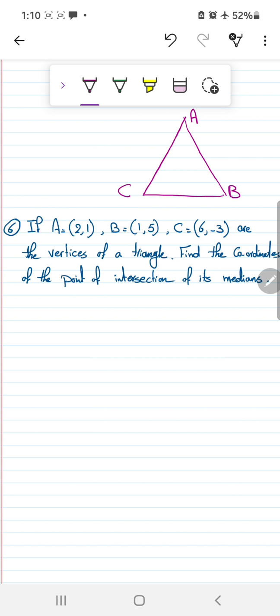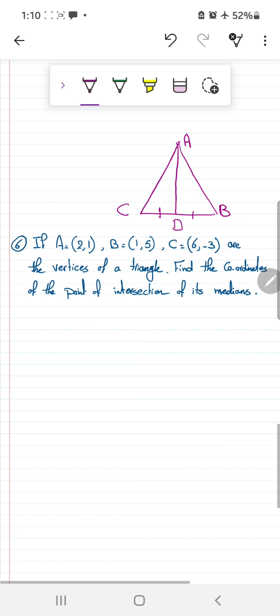What is the meaning of medians? We said in second preparatory, a median is a line segment that joins any vertex of the triangle to the midpoint of the opposite side. It means here we have 3 medians. The 3 medians intersect at one point, which is the point of concurrence, as we said. Okay? And here, if we have a median AD, it means here we have a midpoint. We have here the point of concurrence.